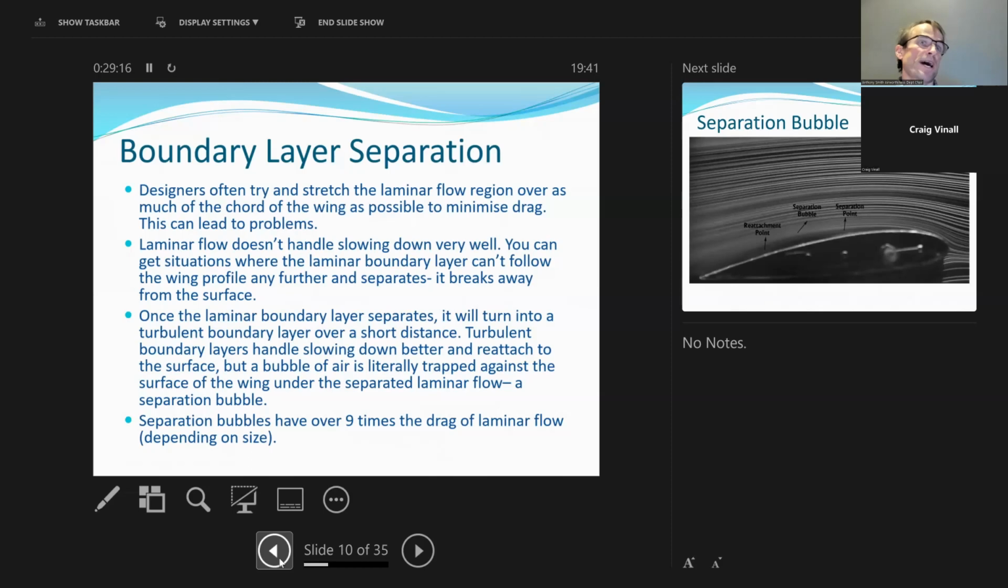Those things are very draggy. It's a little bit like having your air brakes partly out. It's around about 9 times the drag of laminar flow. Again, this is sailplane kind of dimensions. So it's 3 times that of the turbulent flow, so that's 9 times that of the laminar flow. And that does very much depend on the size of the bubble.